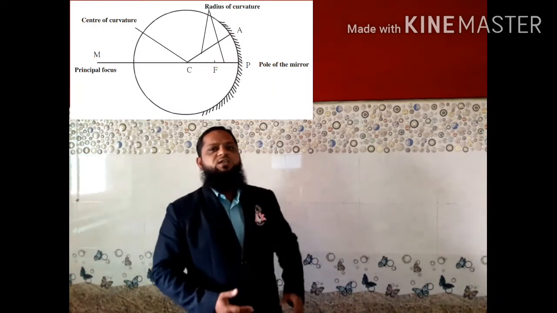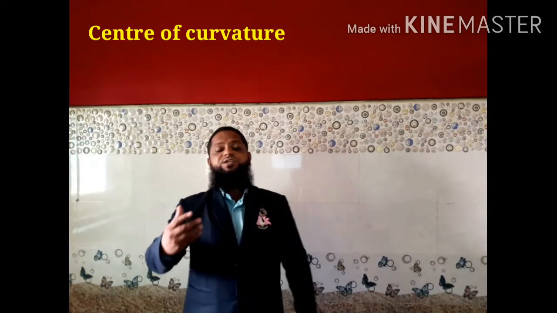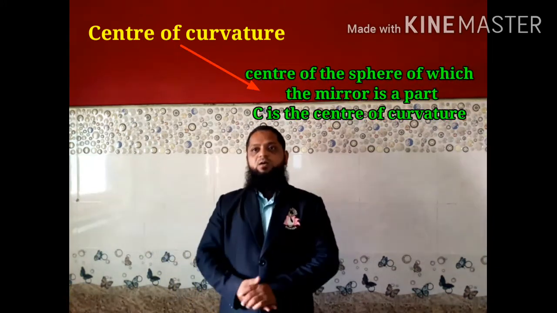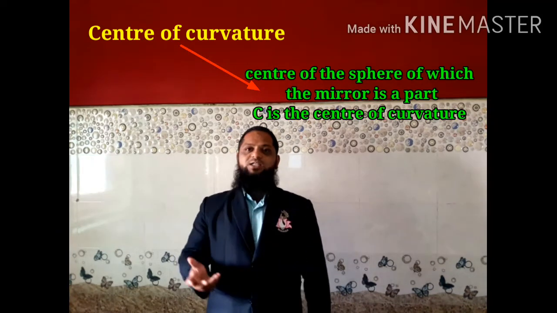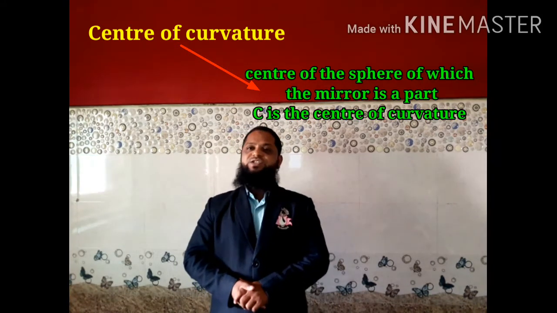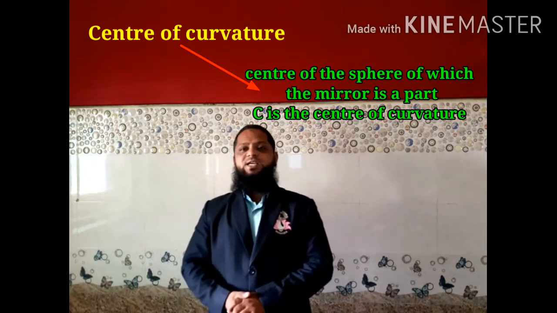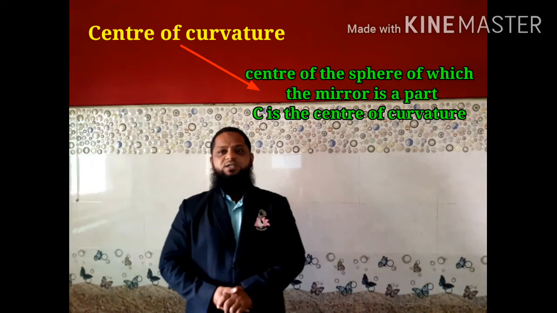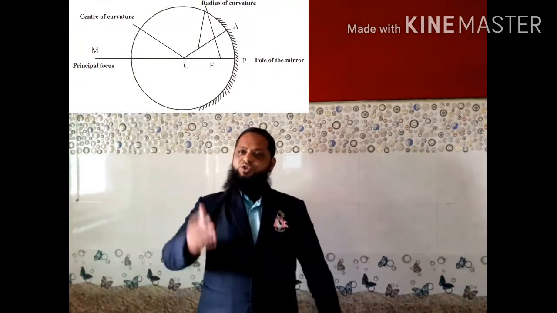Next one is the center of curvature. The center of the sphere of which the mirror is a part is called the center of curvature of the mirror. It is represented symbolically by letter C. C is the center of curvature of the mirror as shown in the figure.